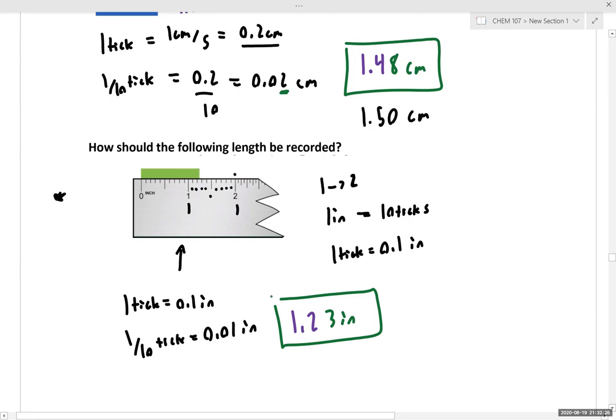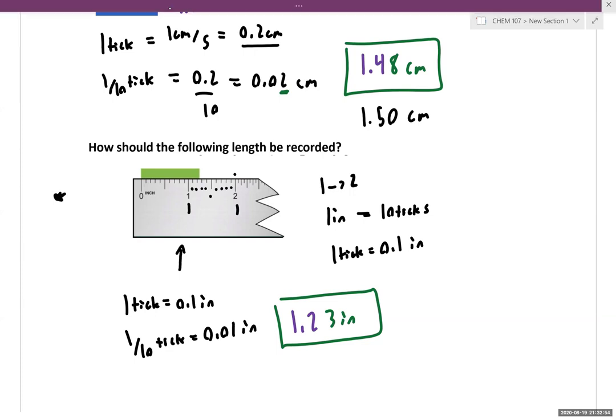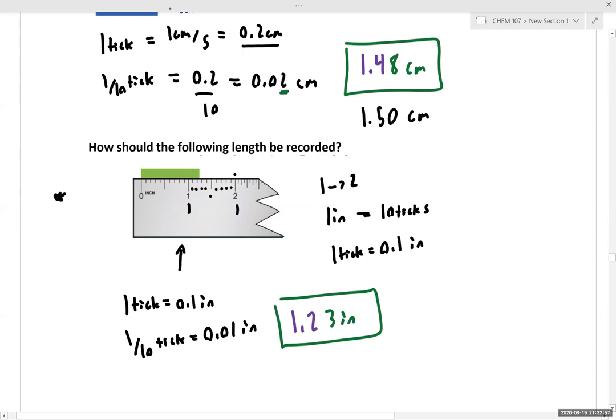So I got 1.24. Would that be correct as well? Yes, that's more than okay. There's always going to be variations in your estimated digit. Does that make sense? Yes, thank you. Perfect. Can you explain the step from 0.1 to 0.01 again? So if we take 0.1 and divide it by 10, that gives us 0.01. Gotcha. Thank you. Perfect.